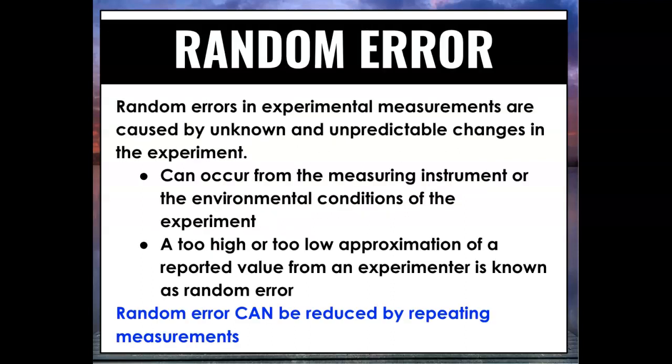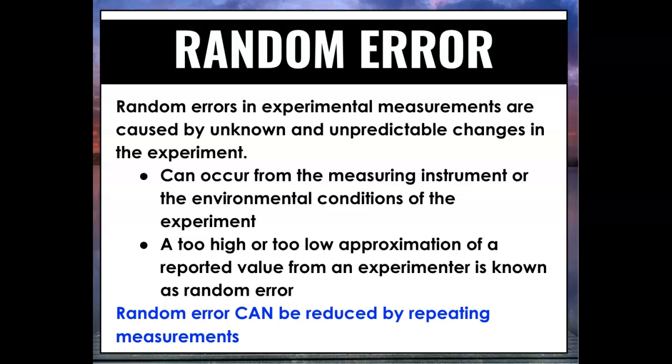Random errors in experimental measurements are caused by unknown and unpredictable changes within the experiment. They can occur in the measuring instrument or the environmental conditions that the experiment is in. If you have too high or too low of an approximation of reported values in an experiment, this is known as random error. So let's think about this. If you were to conduct a lab that is supposed to be conducted in a very hot setting, but your room is freezing, then that could contribute to random error. You should probably change those conditions in order for the measurements to be more accurate.